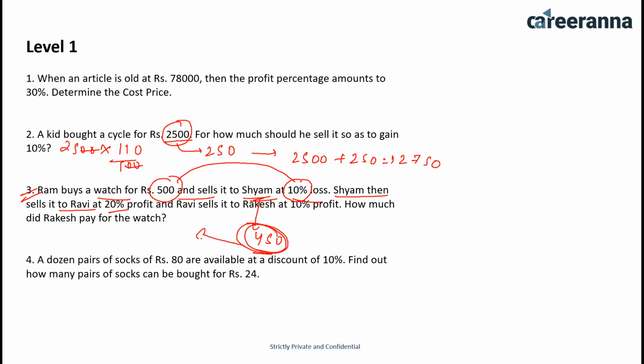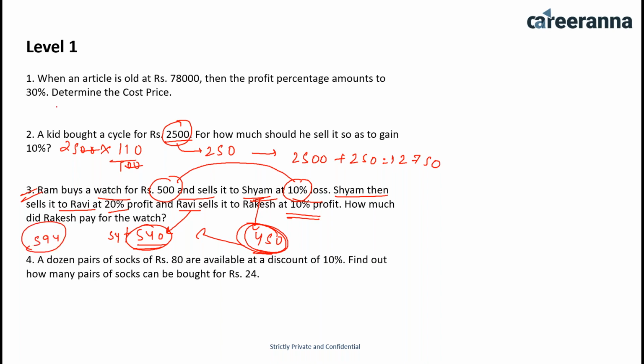So it will be 540. So cost price for Ravi is 540. He again sells it at 10% profit. So 10% of this number is 54. I have to add this 54 in 540. It is 594.